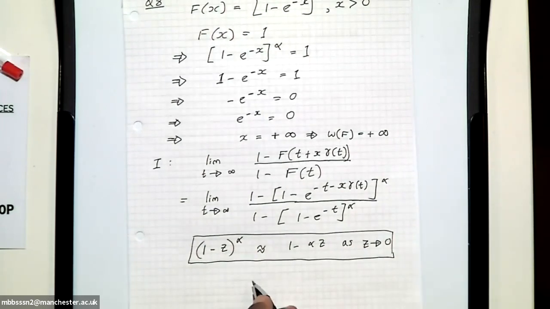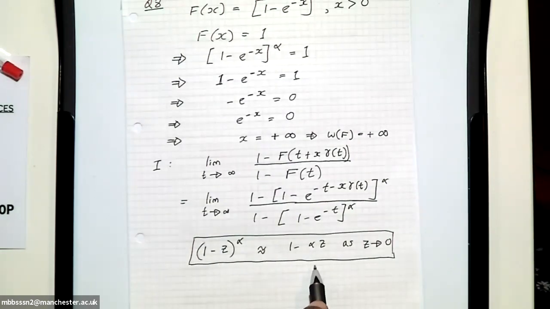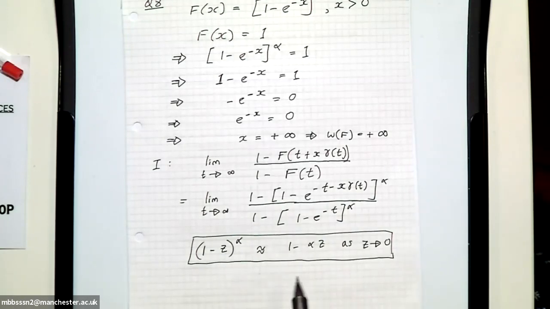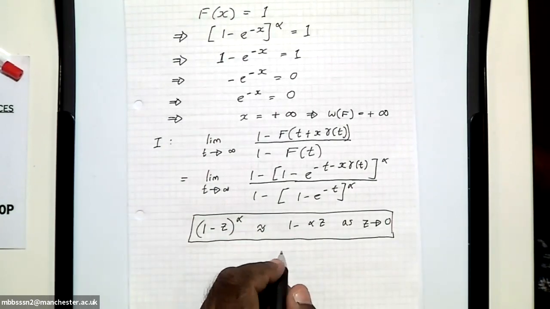Do you guys know this result? That if you have something like 1 minus z to the power alpha, it behaves like 1 minus alpha times z if z approaches 0. Do you know this or not? It's a basic result. You might know this or you might not. If you don't know this, try to remember this, okay?